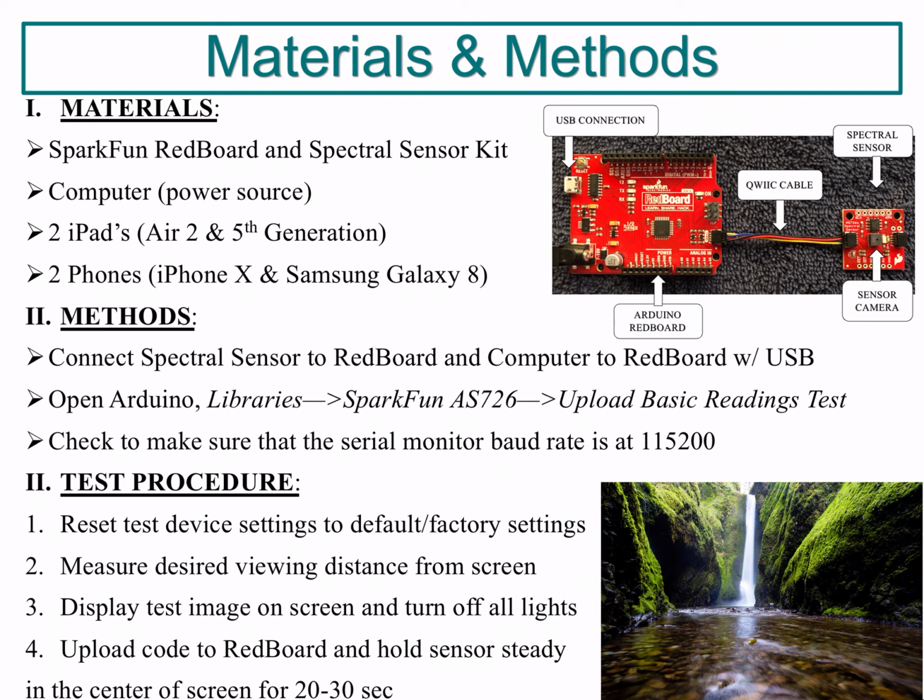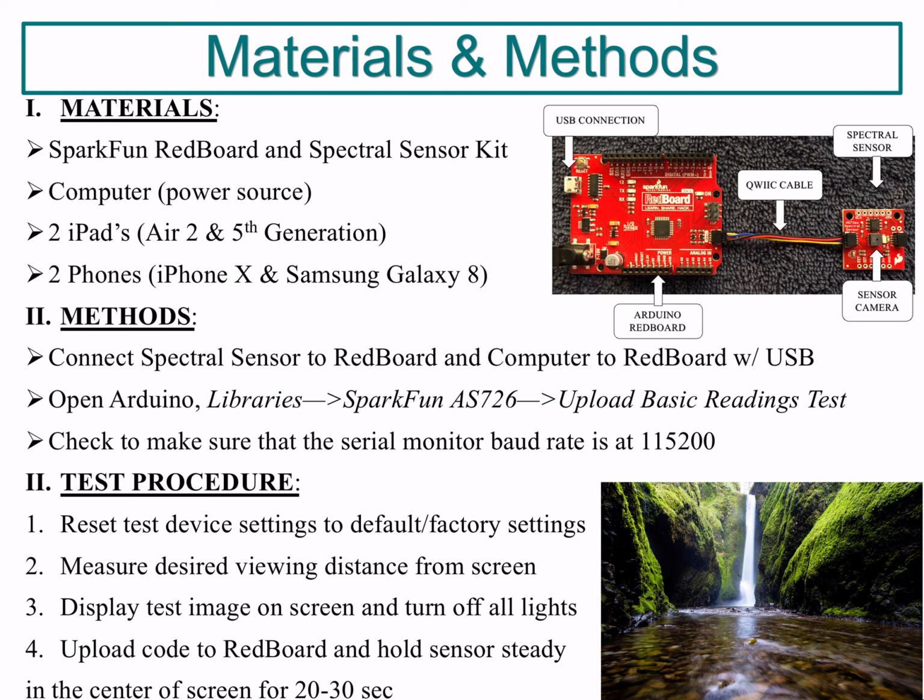And as for the test procedure, first, I reset the test device settings to its default factory settings. Then I measured the desired viewing distance from screen to sensor. I displayed the test image on screen and turned off all the lights, eliminating the possible factors of background color interfering with my data. And finally, I uploaded the code to my Redboard and held the sensor steady in the center of the screen for 20 to 30 seconds.